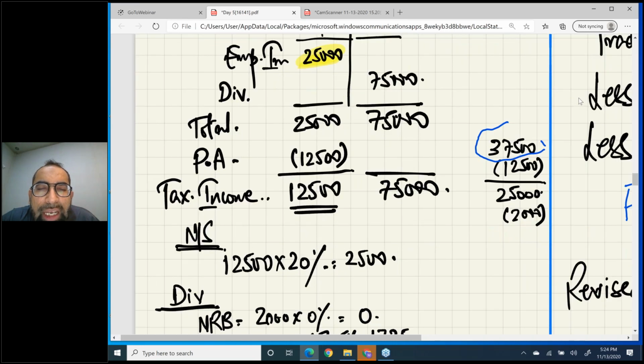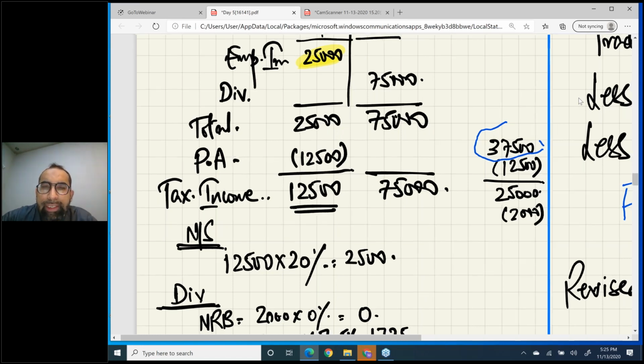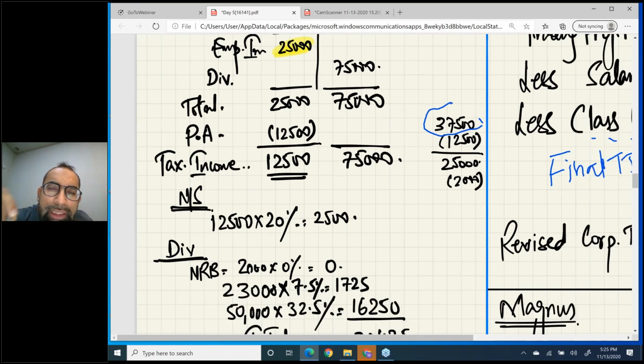First of all I'll pick non-saving income and knock the first band. This non-saving income will easily come in the first band, and the first band non-saving rate is 20%. So 12,500 times 20%, the tax is 2,500. The official capacity of the basic rate band was 37,500, but you just used 12,500 for non-saving. So now you still have 25,000 capacity left for dividend income.